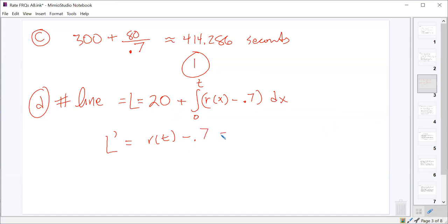And to find when that's at a minimum, we figure out when it's equal to 0. And this is part of the reason why this is a calculator question. All you need to do is figure out when r of t equals 0.7. So you just graph your r of t function that was given to you, graph y equals 0.7 and look for the intersection point, or you just find the x-intercept of r of t minus 0.7.